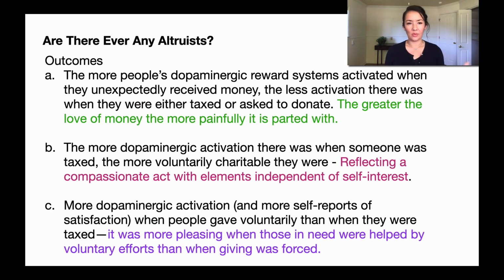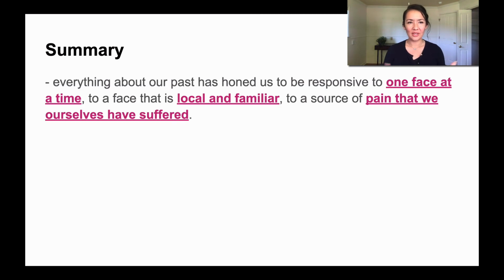And finally, this one's most obvious, there was more dopaminergic activation when someone gave money voluntarily. This was across all participants rather than being taxed. It feels better to give money than to be forced to give money. And that's pretty straightforward. Okay, summary here.